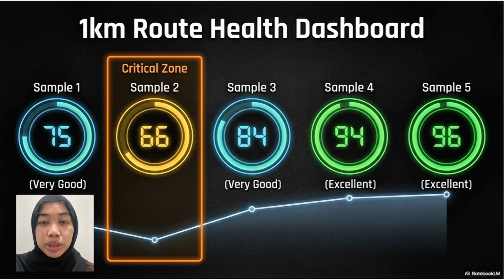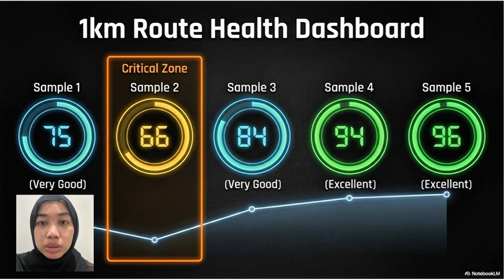Next, this brings us to the 1 kilometer road health dashboard, which gives us a bird's eye view of the entire stretch across the 5 sample units. The first sample starts in the very good range with a score of 75. For sample 2, there is a critical zone as highlighted. This is our lowest point on the graph at 66. That is good, approaching vulnerable. This is the specific section that requires timely intervention.